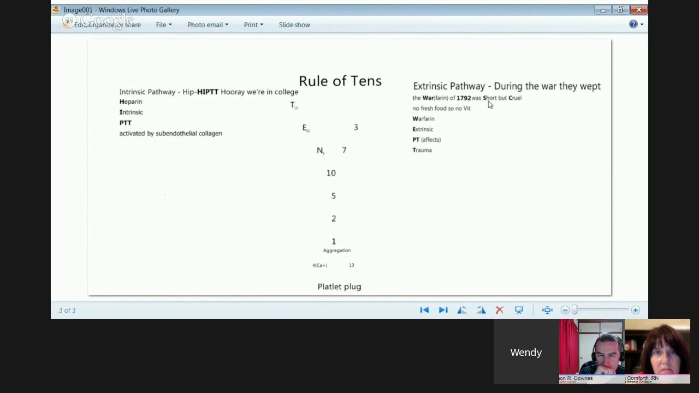And it was short but cruel. So this is protein S and C. Okay, and so WAR again is for warfarin, and then you have PT. So E is for extrinsic: warfarin, extrinsic. PT is how you test for the extrinsic. For the extrinsic, you test for PT.